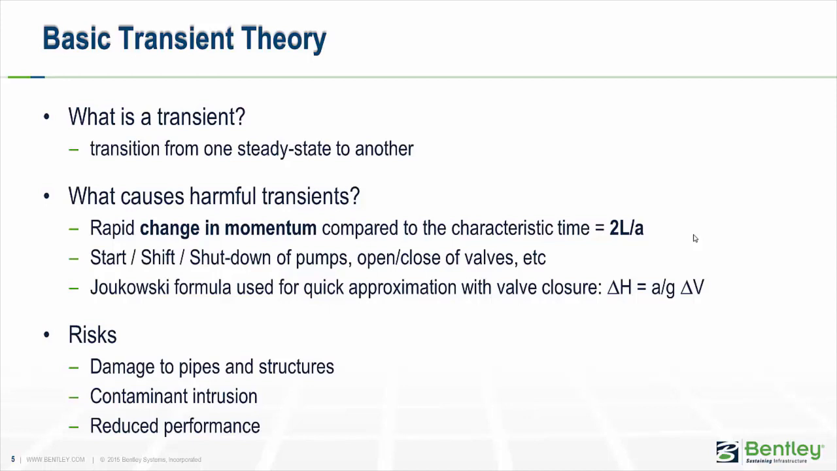It can actually move structures just from the forces that act upon the pipes from a transient. You can actually damage your pump house or anchors and things like that. If you have problems with low pressure surges, you can actually suck in contaminants into the seams of the pipes, and that can cause some issues there. Also, if you have air or vapor being introduced into the system as a result of a transient, that can actually cause some blockages and reduce the performance of the system.